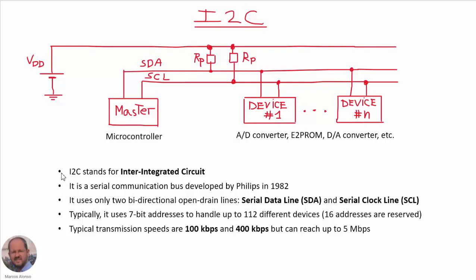So I2C stands for Inter-Integrated Circuit. It's a serial communication bus developed by Philips in 1982. It uses only these two bidirectional open drain lines, SDA and SCL. Typically, it uses 7-bit addresses to handle up to 112 different devices, because we have 16 addresses that are reserved. And typically, the transmission speeds are 100 kilobits per second and 400 kilobits per second, but it can reach up to 5 megabits per second.